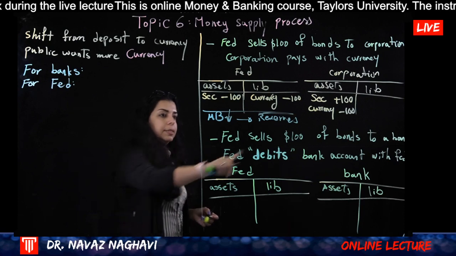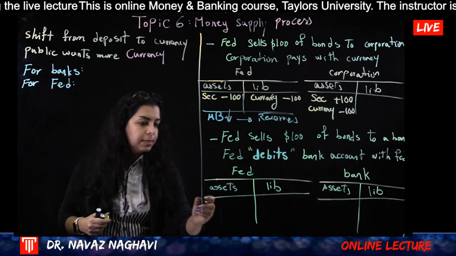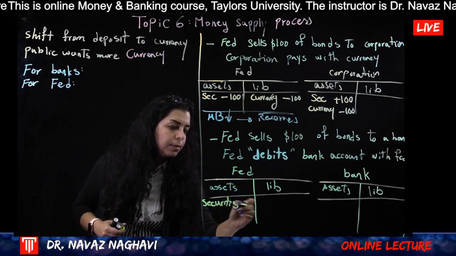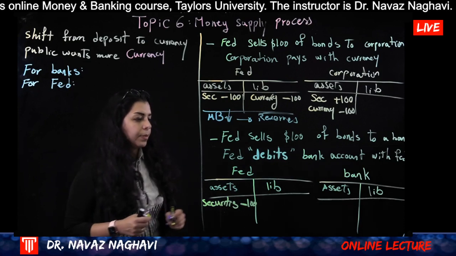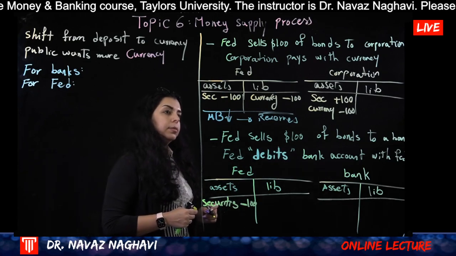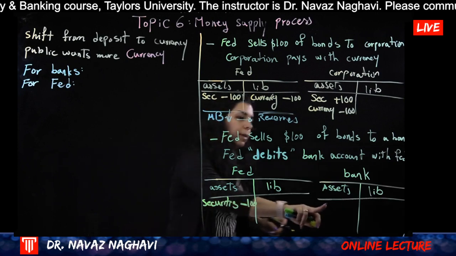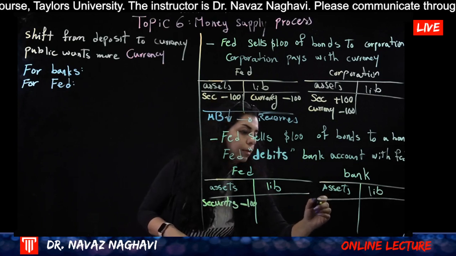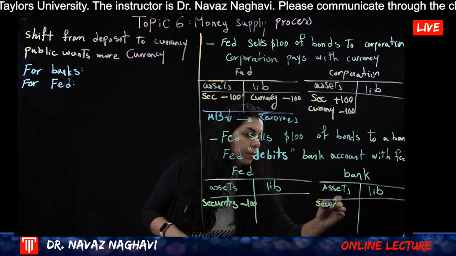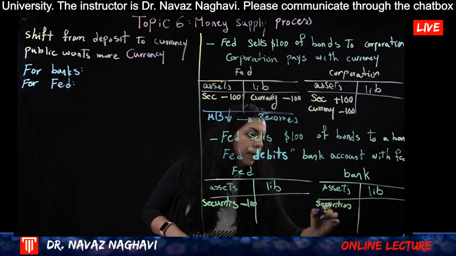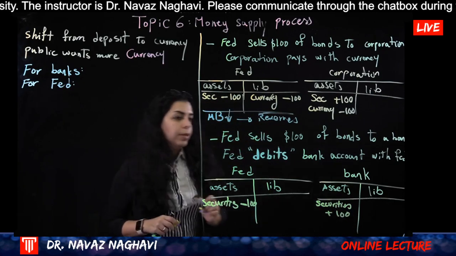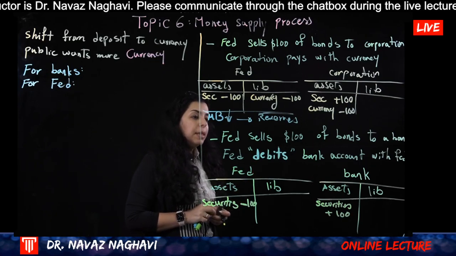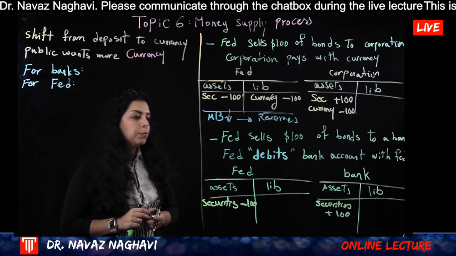The Fed is selling 100 units, so it means that the securities are decreasing, right? So minus 100. And how about in the banking system? In the banking system, the bank is buying, so the securities are increasing in the banking system by 100 units. Then what is happening? The Fed is debiting the account of the bank with the Fed.